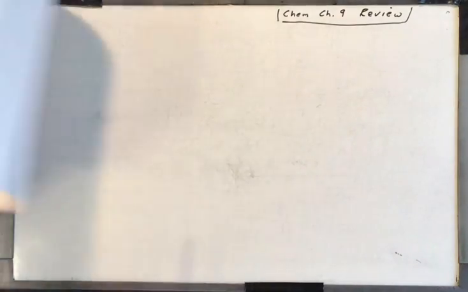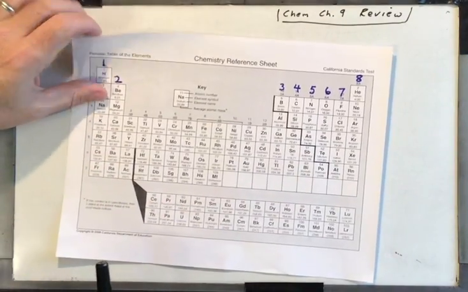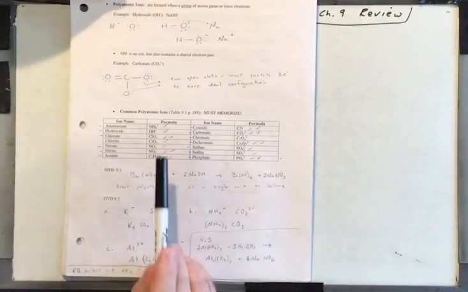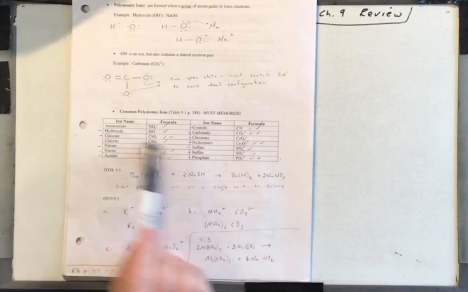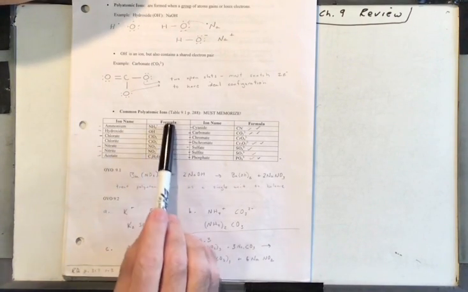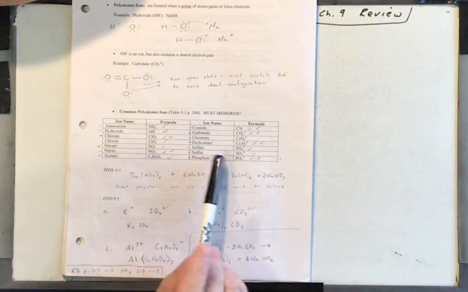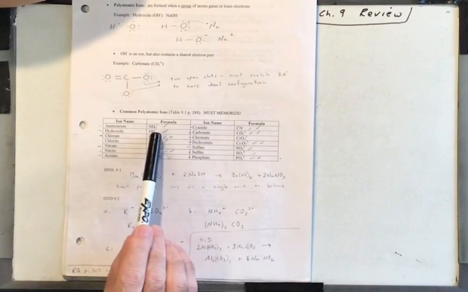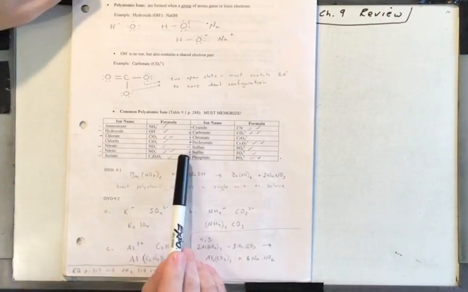You'll want a periodic table handy, and you'll want your notes from Chapter 9 handy. You're going to be referring to this chart of polyatomic ions. Mine's got checks all over it. Hopefully yours isn't that messy. You will get a chart of these on the test, so you do not have to memorize them for this test. We will have to memorize them in the future, but not for this test.